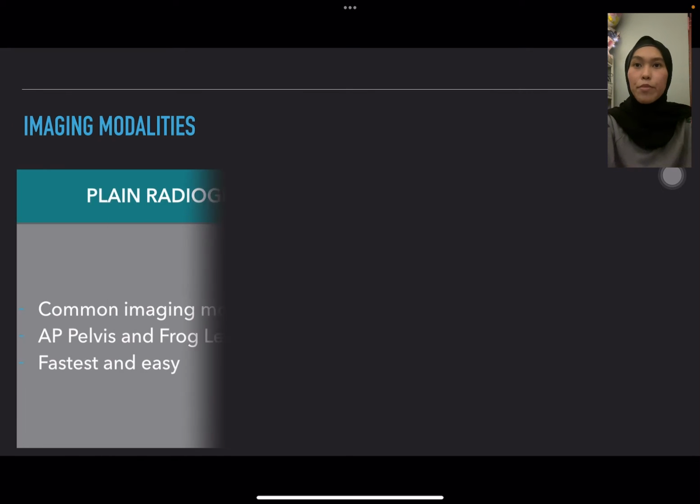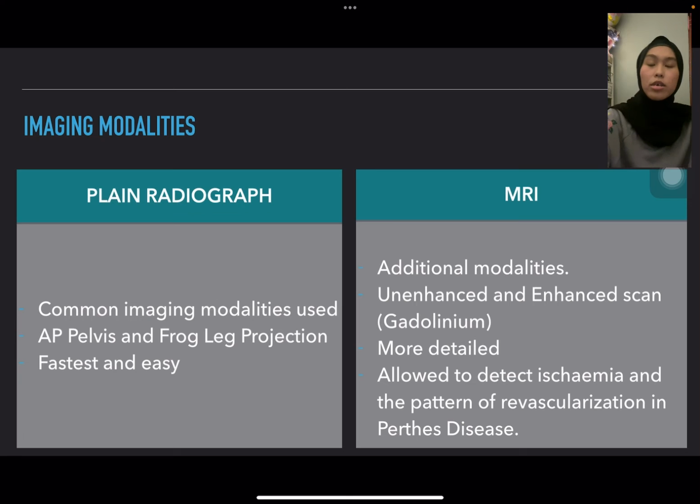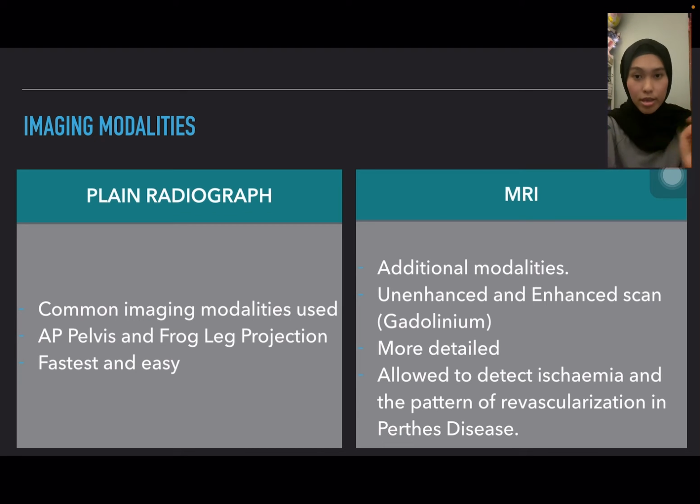So next, the imaging modalities that we use to detect Perthes disease. There are two modalities, which are the plain radiograph and the MRI. Normally the plain radiograph is the most common, because as we know, the patient who gets Perthes disease is a child, which is pediatric. Pediatric patients are commonly not cooperative, so the X-ray would be the fastest and easiest way to detect Perthes disease.